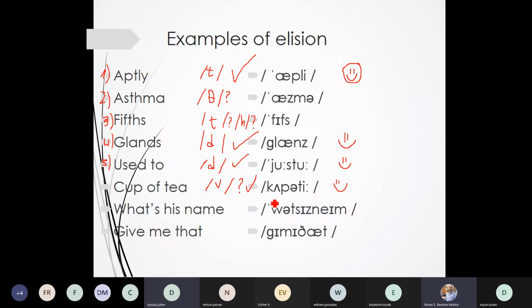And then we have, what is his name? I can find it here now. What's the name? The sound. Yes, this one is missing. Is deleted. And give me. I mean, yes. In give, it is the V sound. Yes. In the domain, the sound is the sound of the H. Yeah. That one. Perfect.